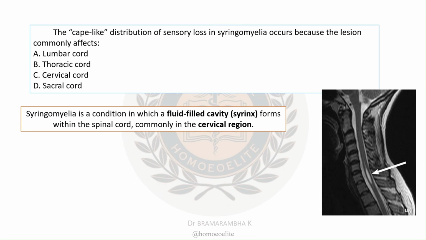So syringomyelia is a condition in which there is a fluid-filled cavity, also known as a syrinx, which forms within the spinal cord. It is very common in the cervical region. So a fluid-filled cavity inside the spinal cord. The answer is cervical cord. The most common region is the cervical cord.